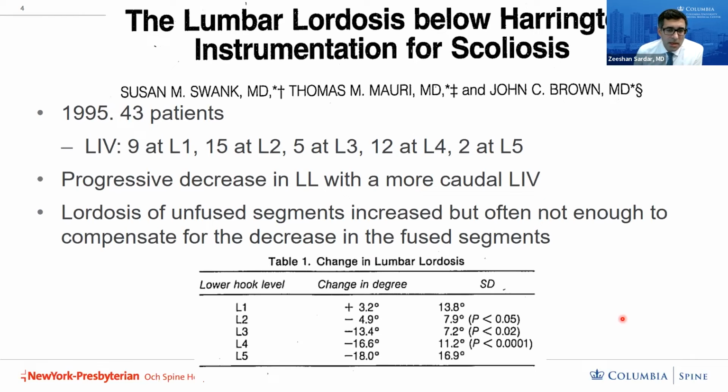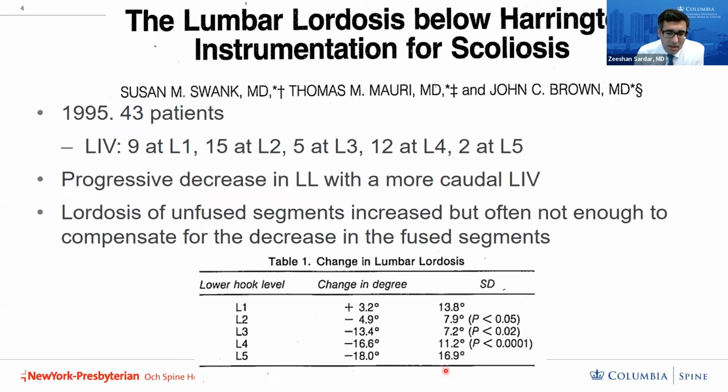They looked at about 43 patients who were instrumented distally to different lumbar segments: L1, L2, 3, 4, and 5. What they saw was a progressive decrease in the lumbar lordosis as the lower instrumented level was more distal. They also saw a compensatory increase in the remaining segments that were not fused. But as the lower instrumented level moved more distal, often that compensatory increase in lordosis was not enough to make up for the loss of overall lordosis.